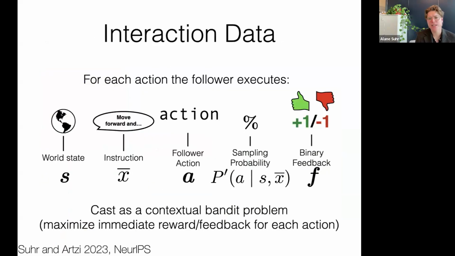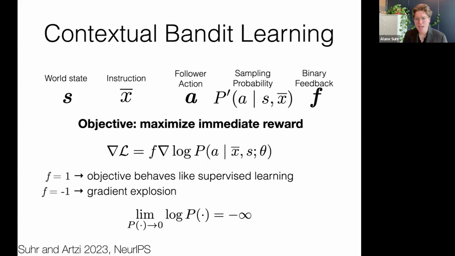So the kind of data that we're learning from here is, for every action that our follower executes, we get the world state in which it was executed, the original instruction that I had issued, the action that was executed, as well as the probability of that action according to the policy that was deployed, as well as binary feedback that I'm providing as the leader. And so we want to cast this as a contextual bandit problem where we want to maximize the immediate reward, or also here, the feedback for each action. So again, we have this world state, instruction, action, sampling probability, and binary feedback. Our objective is to maximize immediate reward, which forms a contextual bandit problem.